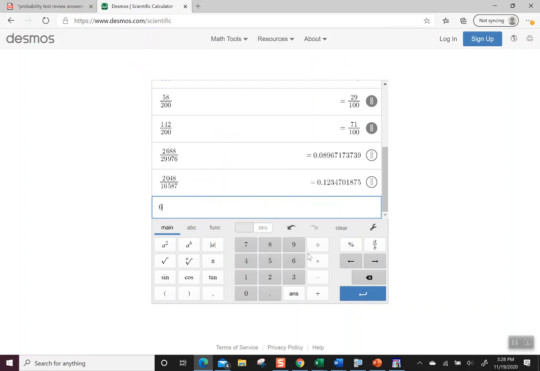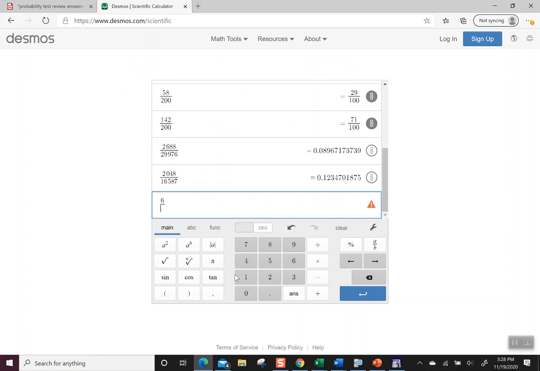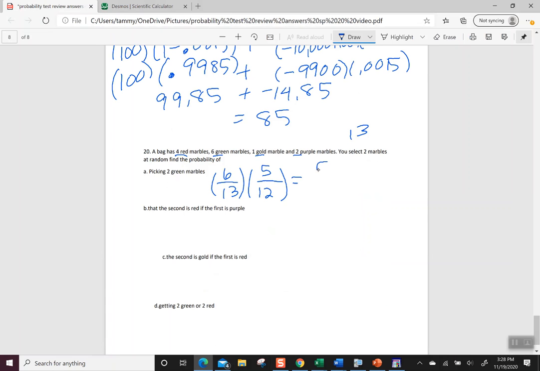So here I'm going to say 6 divided by 13, and then I'm going to click over so I can say times, and then I'm saying 5 divided by 12. I think that's a good way to show you the multiplication, and then I can hit the fraction and it says 5 over 26, so let's go back and do that. But if you like to go the long way and say, let's get rid of 6, goes into 12 twice, I have 5 on top and I have 26 on bottom, that works too.